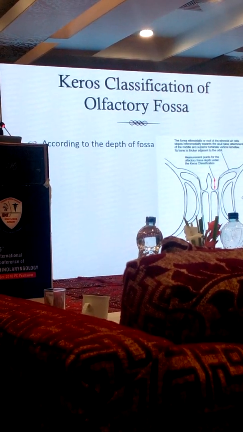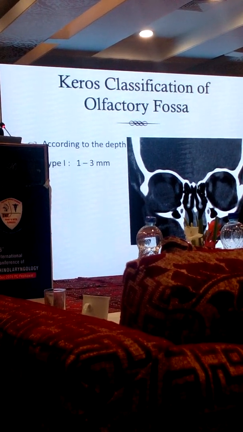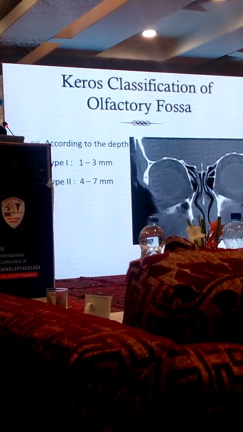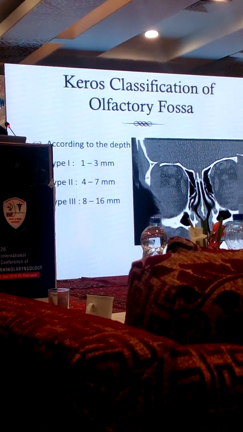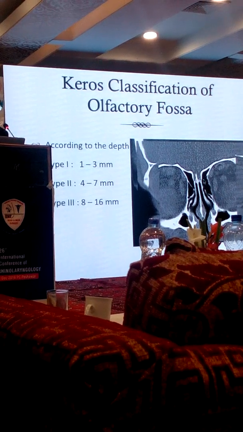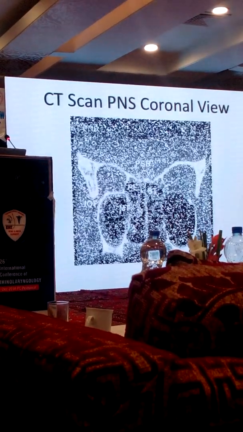Now this was why we mentioned the Keros classification. We know this is type 1, very small, very nicely safe. This is type 2. Why is type 3 dangerous? Because the lamina is longer over here, more chances of damaging it when we are working in that area.